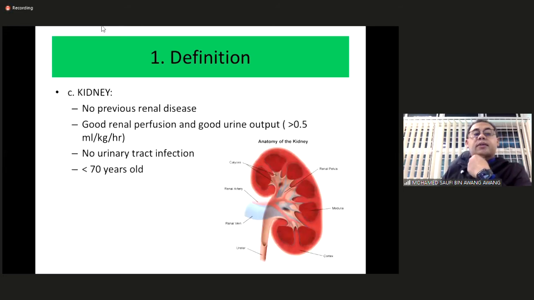Okay, next is the kidney. If you understand the definition which I mentioned earlier, kidney refers to organ donation. So these are the prerequisites before someone can donate their kidney. Number one, there's no evidence of previous kidney disease. Number two, ensure that they have good perfusion, good urine output, and also no evidence of infection. In fact, as long as these are achieved, even if they are less than 70, they can still donate their kidney. So that means if you are 60 or 65 and you still have good renal function and no evidence of kidney disease, then you can donate your kidney.